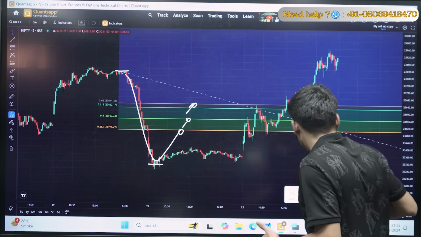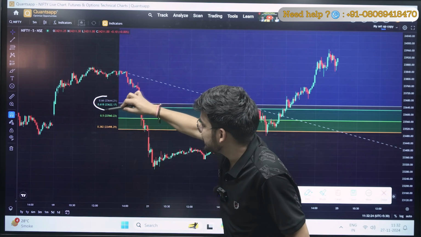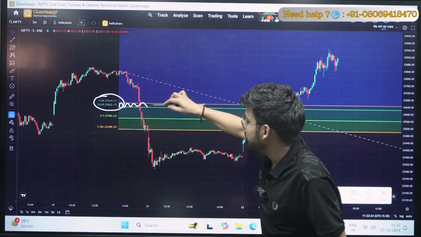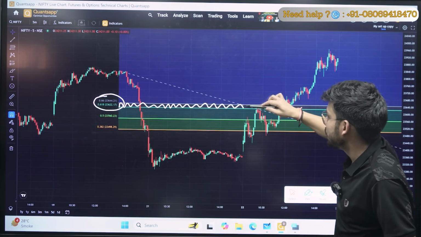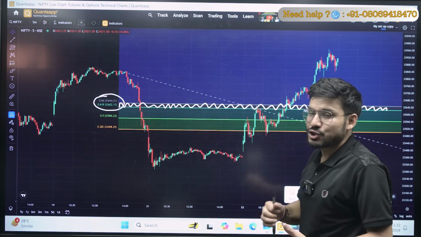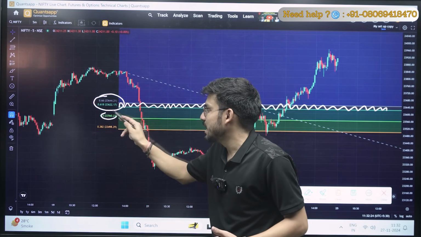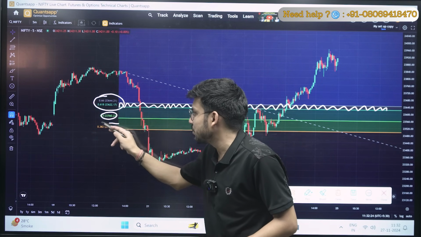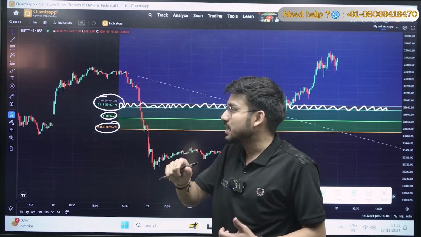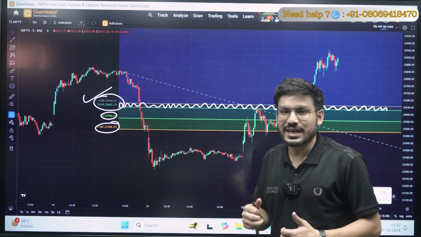For that I have drawn this level. You can see from 0.66 to 0.618, that is my range. I will always analyze this range. The short-term movements can retrace back from 0.5 as well, or from 0.382 as well, but the main important zone is from 0.66 to 0.618. That is the main aim.